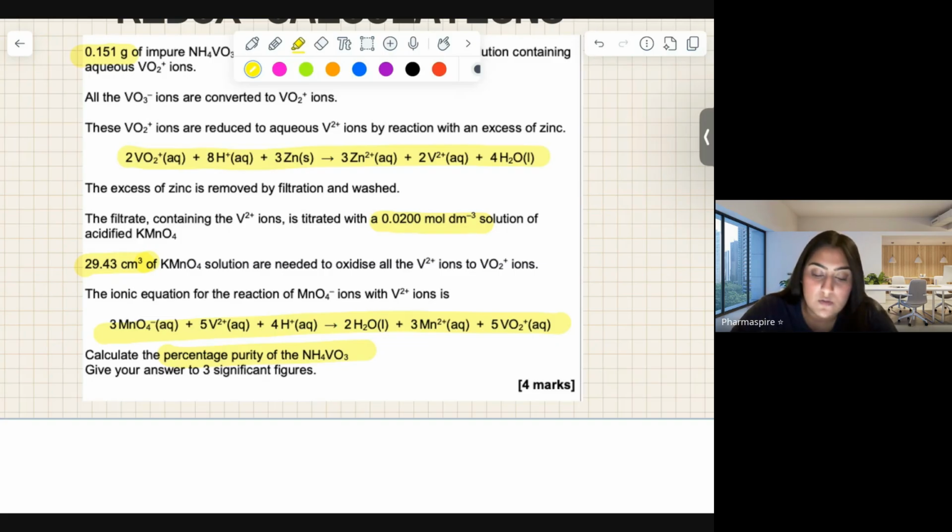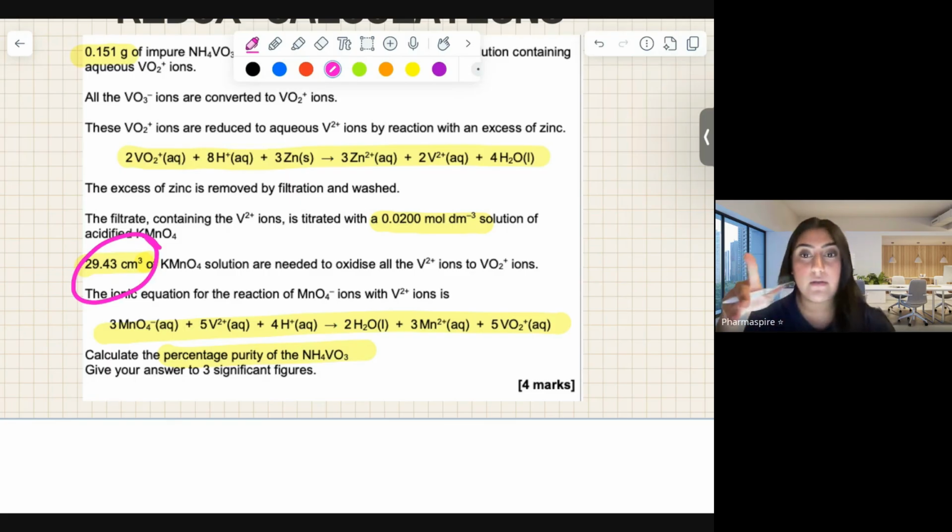First things first, whenever they give you a titer, that's where you're going to look first. Sometimes they get you to work out the titer beforehand and then ask you to use it, but sometimes they give you an equation and that's what you're going to look for. That's the first thing I always look for in the question, and that's my starting point for a redox, that titer that you can get.